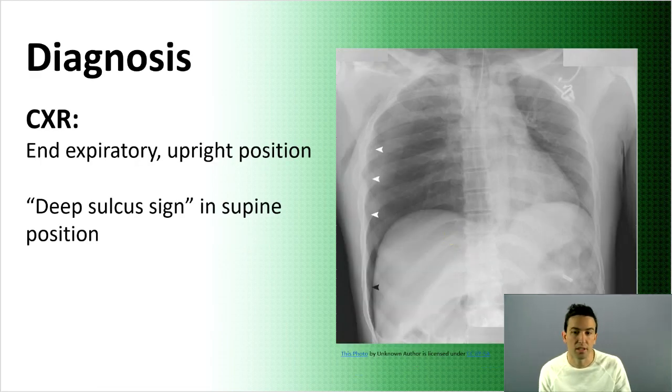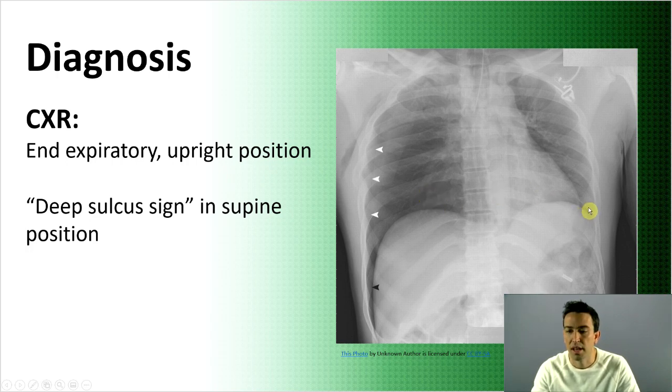Diagnosis is typically with chest x-ray, right? The ones beforehand are very easy to see. They might try to drop a different kind of chest x-ray on you, which is this one right here. So this is a supine positioned chest x-ray, and what you're looking for here is something called the deep sulcus sign.